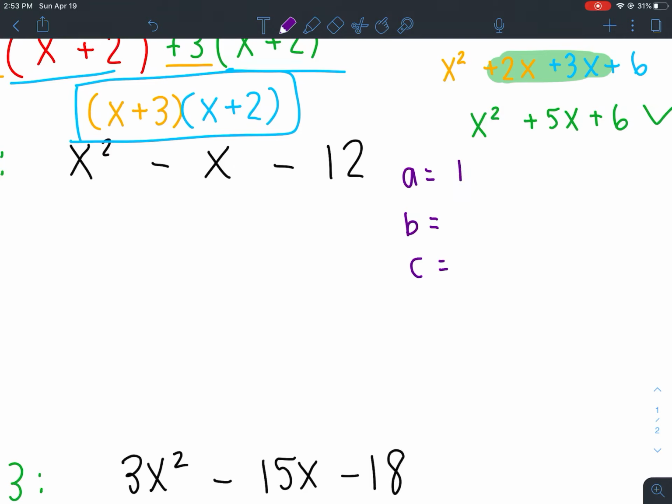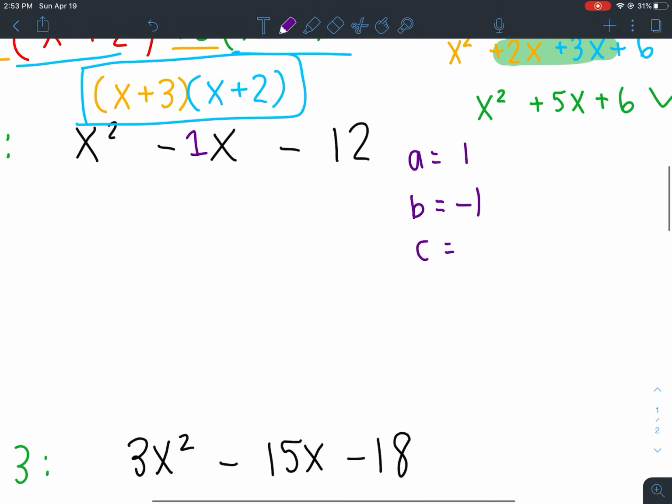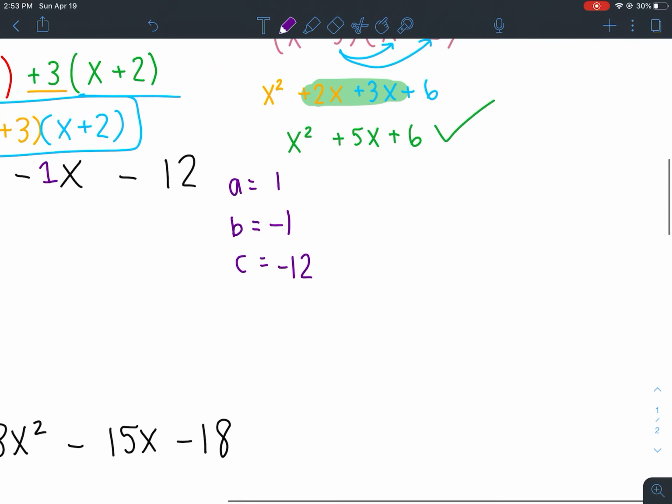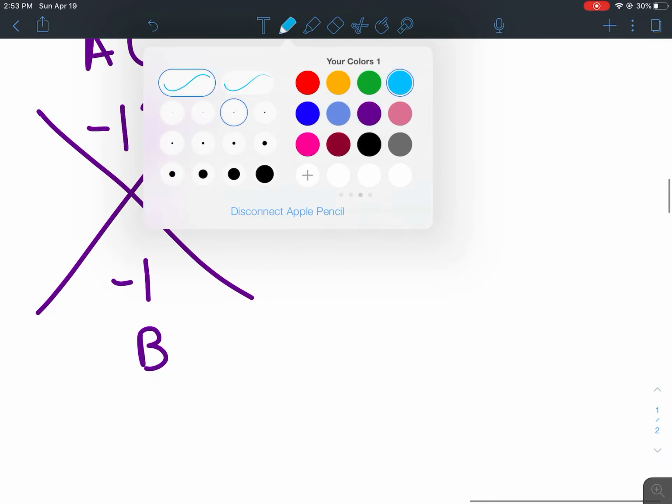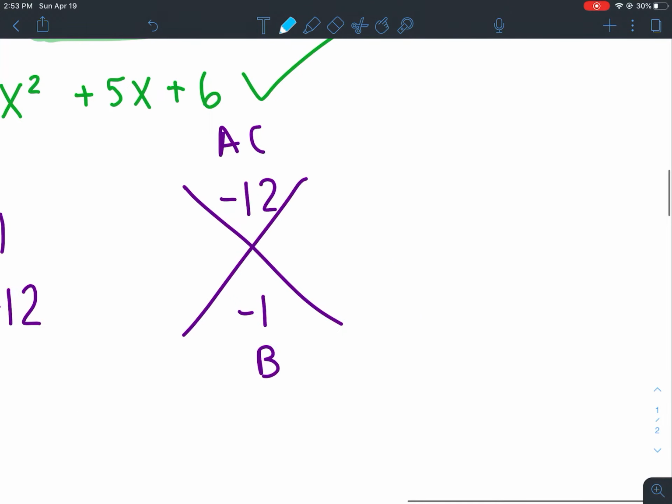A here is 1. B here is negative 1. So be careful. B is negative 1. And C is negative 12. Okay, AC method. A times C, 1 times negative 12 is negative 12. B is going to be negative 1. I need two numbers that multiply to negative 12 but add to negative 1.